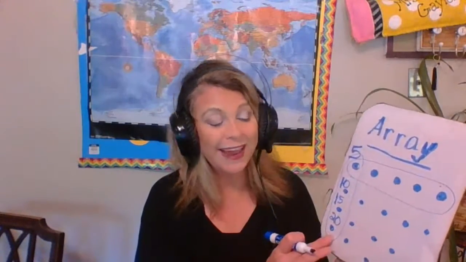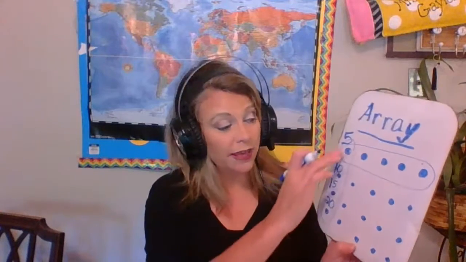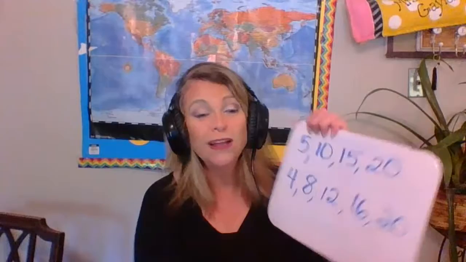Or you could count the number going down and you could count by 4s. Let's say we did that, okay? We would have 4, help me, 8, 12, 16, 20. You could count by 4s. 4, 8, 12, 16, and 20.